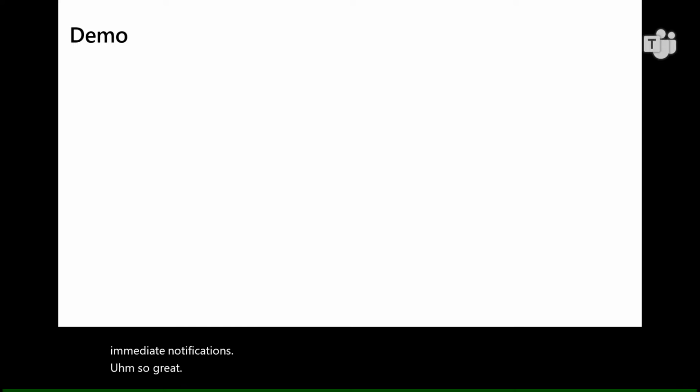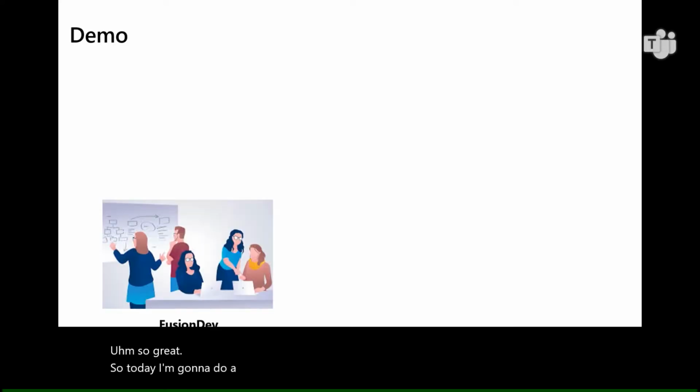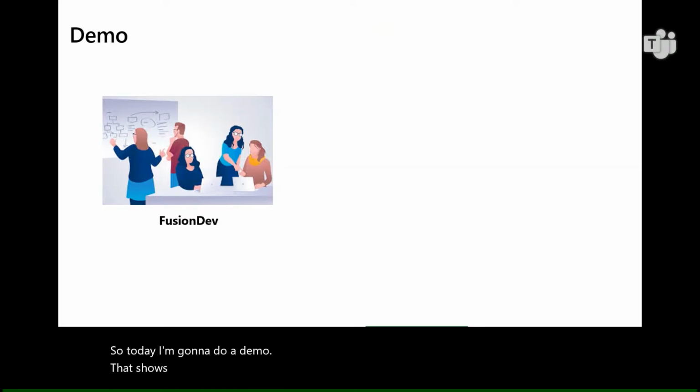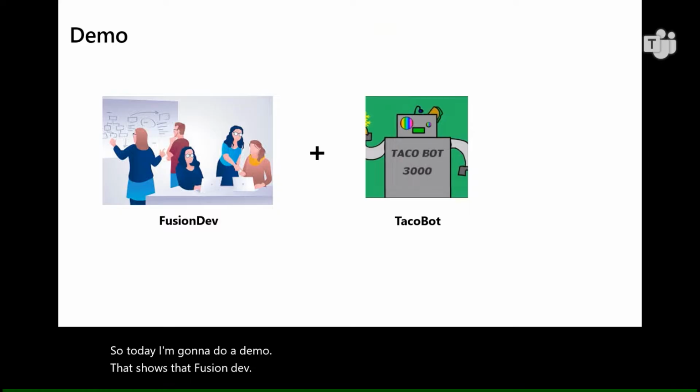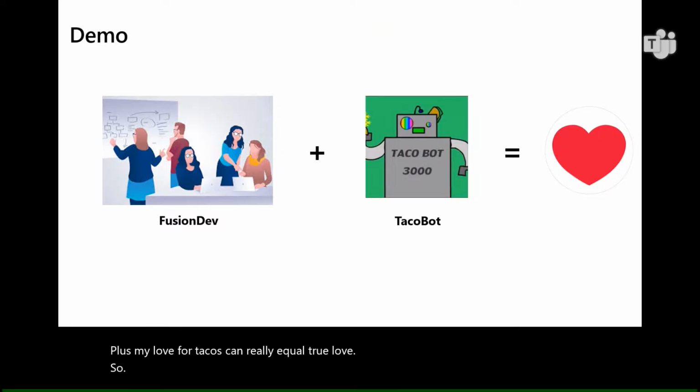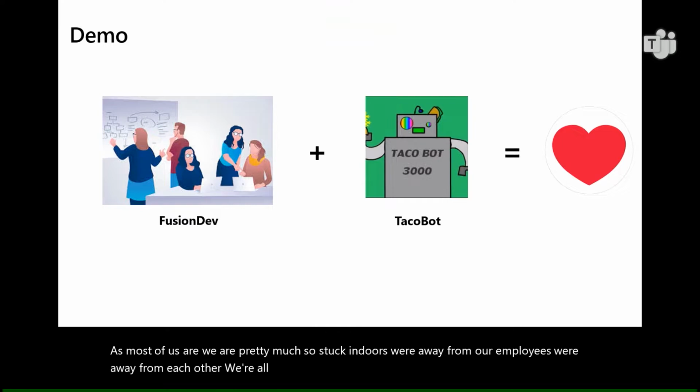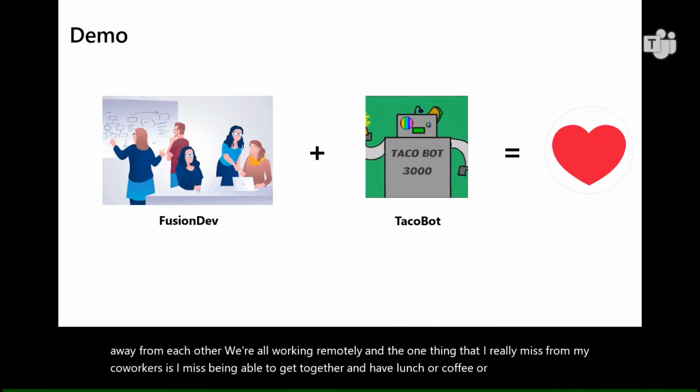Today I'm going to do a demo that shows that Fusion Dev plus my love for tacos can really equal true love. As most of us are, we are pretty much stuck indoors. We're away from our employees. We're away from each other. We're all working remotely. And the one thing that I really miss from my coworkers is being able to get together and have lunch or coffee or ice cream or whatever your favorite thing is.